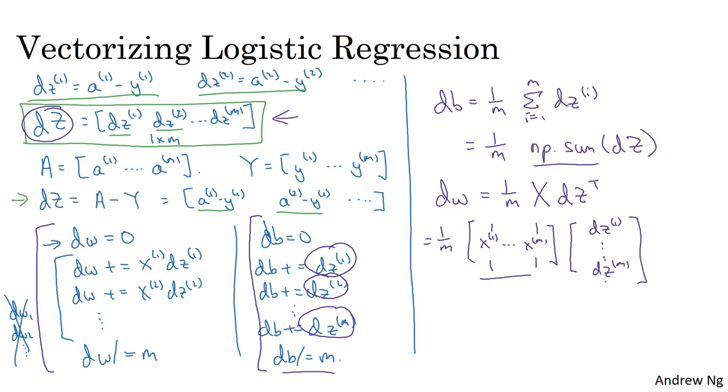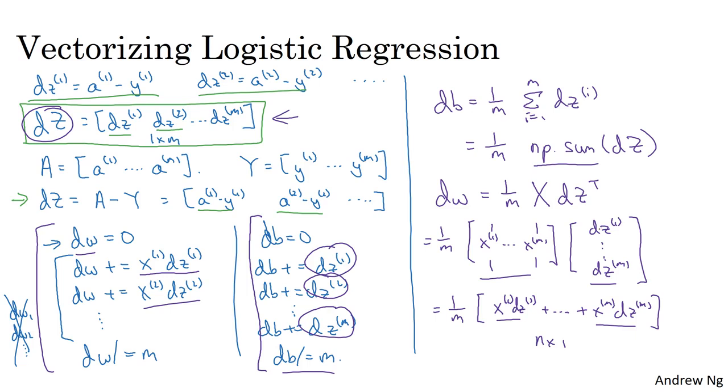And so if you figure out what this matrix times this vector works out to be, this turns out to be 1 over m times x1 dz1 plus dot dot dot plus xm dzm, right? And so this is an n by 1 vector, and this is what you actually end up with as dw, because dw was taking these xi, dzi and adding them up, and that's exactly what this matrix vector multiplication is doing. And so again, with one line of code, you can compute dw.